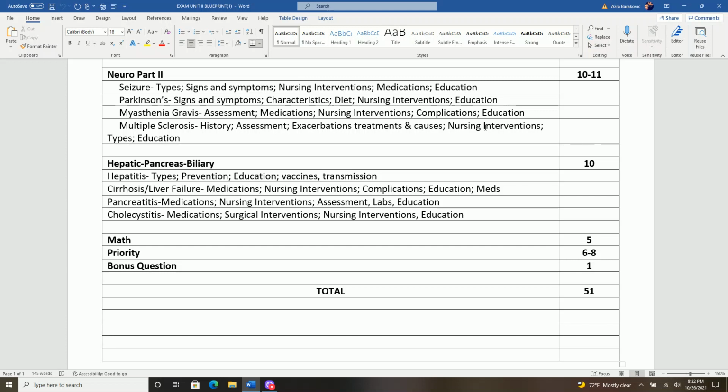Nursing interventions for seizures, what are we going to do? If we put a patient on seizure precautions, what does that look like? Do we need to pad the side rails? Do we need to place them closer to the nurse's station? Do we not put anything in their mouth, and do we have suction set up? Medications are going to be your Dilantin, your Ativan, especially if a patient is having an active seizure. That's going to be the main medication that you're going to give.